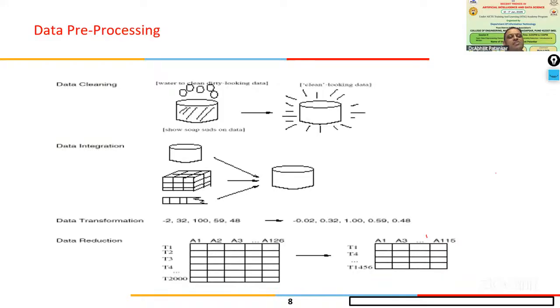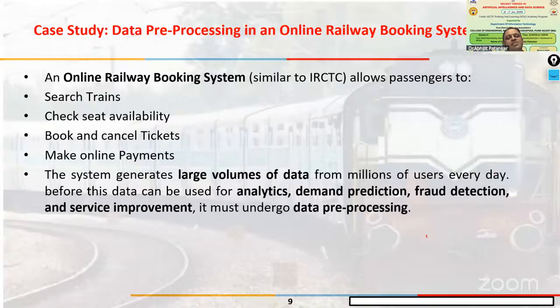Now I will consider one case study, how pre-processing works and why it is important. So we consider one case study of data pre-processing, and it's important in an online railway booking system. Suppose like IRCTC, which allows passengers, what are the options that an online booking system will provide to you? They will provide you online booking, book the train, check the availability of tickets, book and cancel the tickets. You can do the online payments, and the system generates a large volume of data from millions of users every day, because that is widely used by everyone.